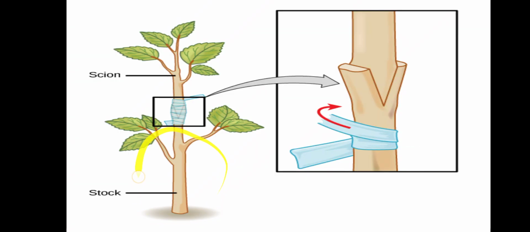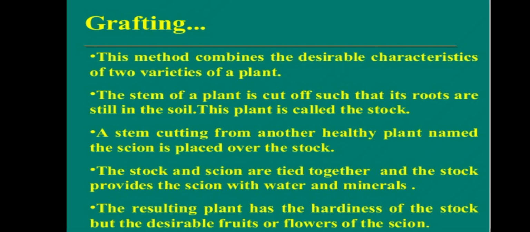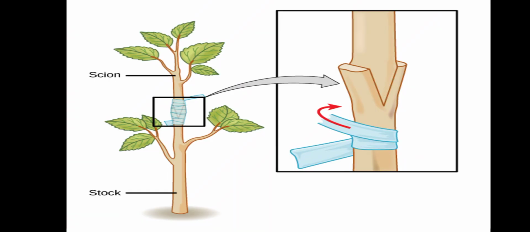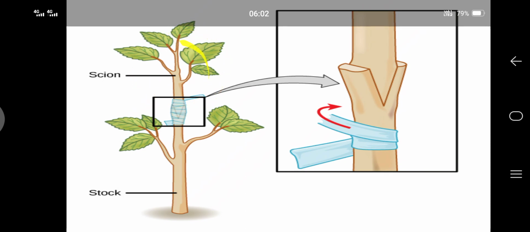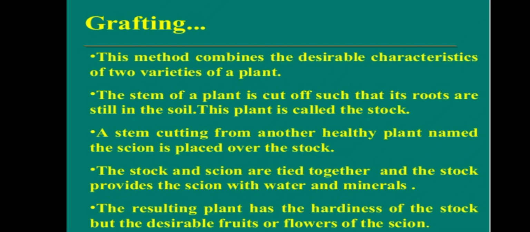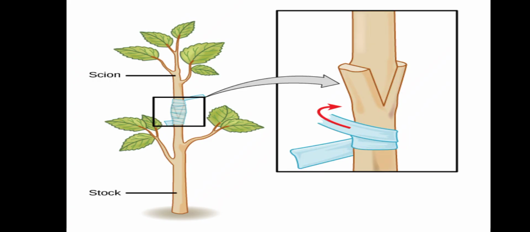Alright, so the one which is already present inside the soil is called a stalk. A stem cutting from another healthy plant, named the scion, is placed over the stalk. So this portion is placed over the stalk. The stalk and scion are tied together, and the stalk provides the scion with water and minerals. So once they are stuck over there, the stalk will provide water and minerals to this newly grafted plant.